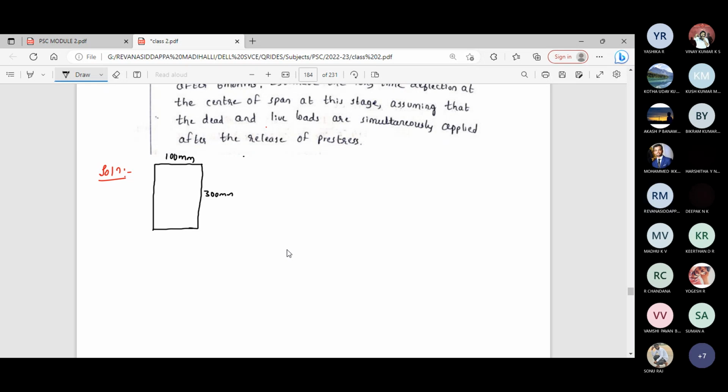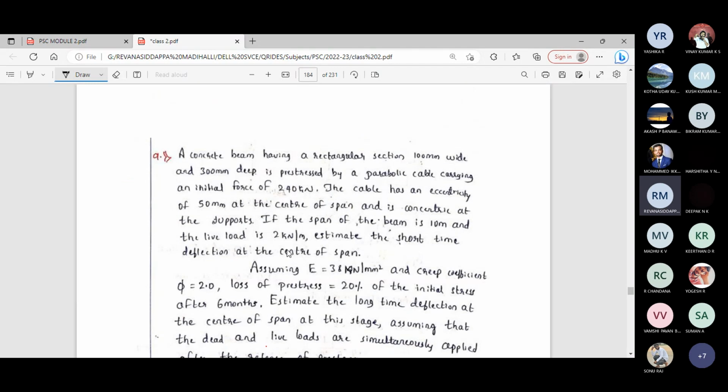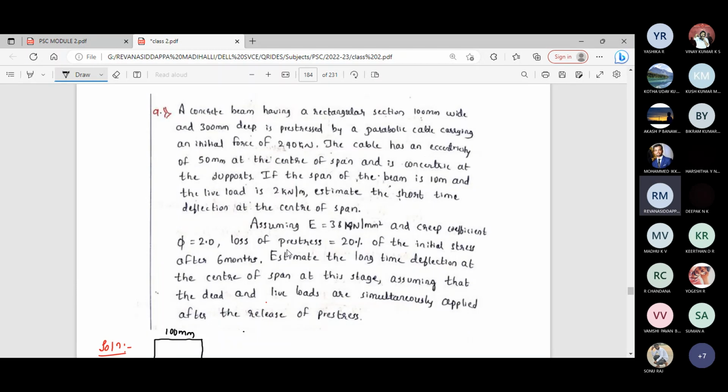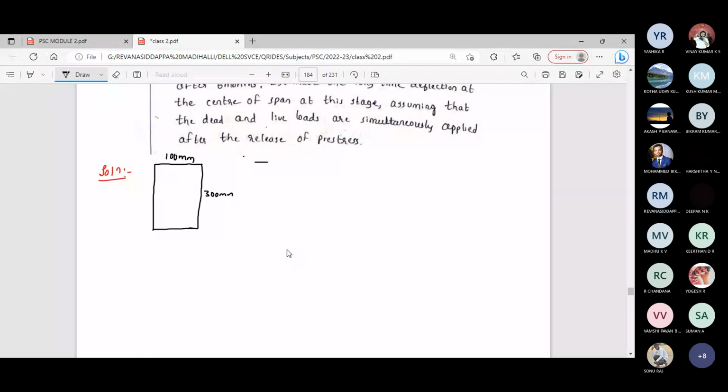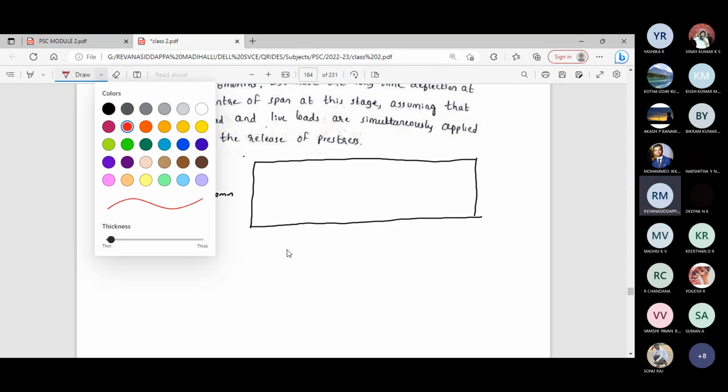(300 mm deep) is pre-stressed by a parabolic cable carrying an initial force of 240 kilonewton. Pre-stressing force, initial pre-stressing force is given as 240 kilonewton. The cable has an eccentricity of 50 mm at the center of the span and is concentric at the support. Okay, write the diagram. Write the central axis.